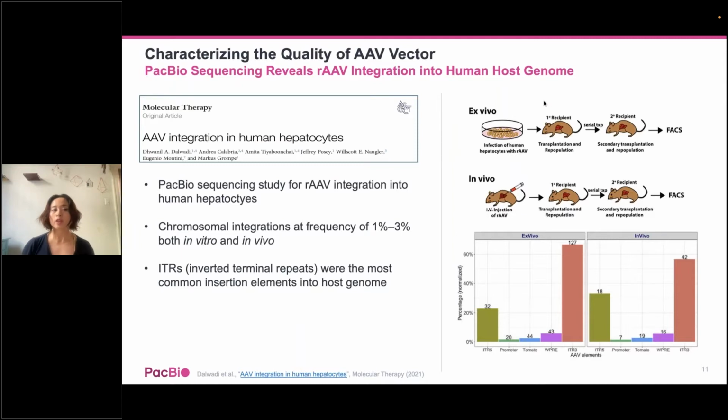Now, this study was explicitly looking at integration events into human hepatocytes. Using a mouse model, they found that chromosomal integrations happened at a frequency of 1 to 3%, both in vitro and in vivo. They were also able to characterize what the most common insertion elements were. And perhaps not so surprisingly, they were elements that incorporated the ITR region.